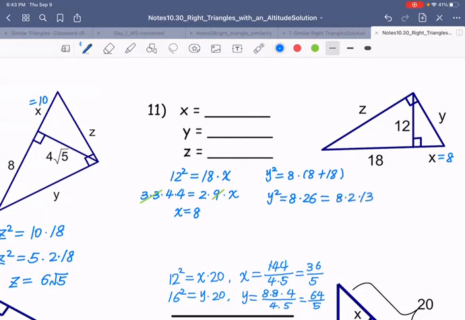Do you understand now? Yes. Y equals? This guy's square root is? 16 square root is 4, okay? Do the z, go ahead.